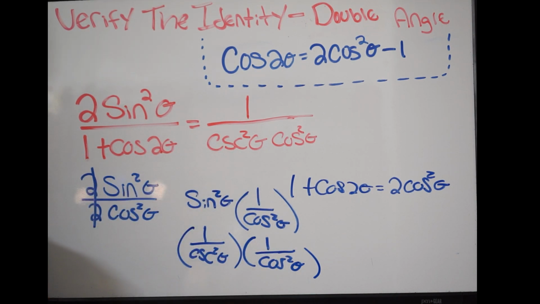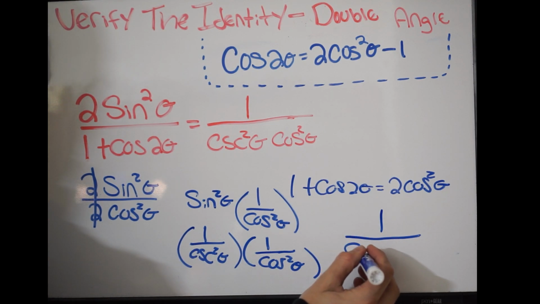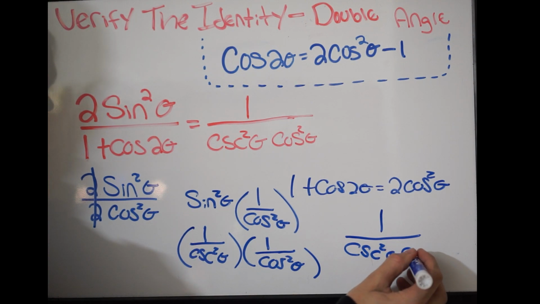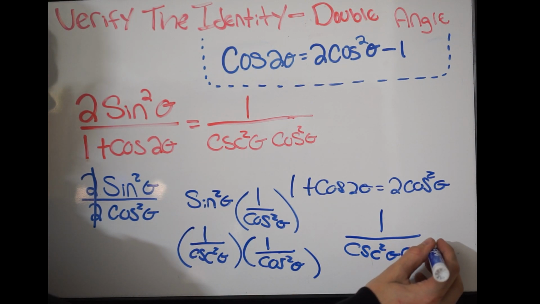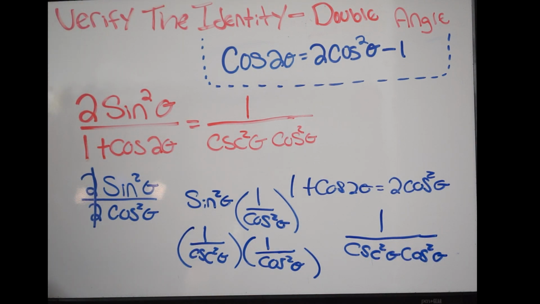If I were to multiply this out, I get 1 over cosecant squared theta times cosine squared theta, okay? And there it is. So you can see that, yes, we just proved out the identity, right? They are, in fact, equal, all right? So again, that is another variation of the double angle formula for cosine. And again, we just proved out the identity. All right, and that is it.